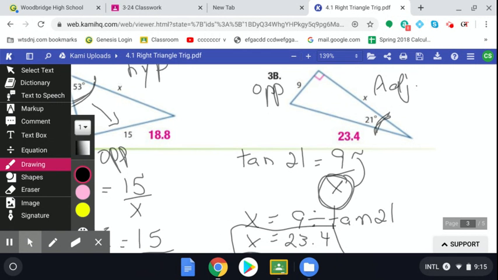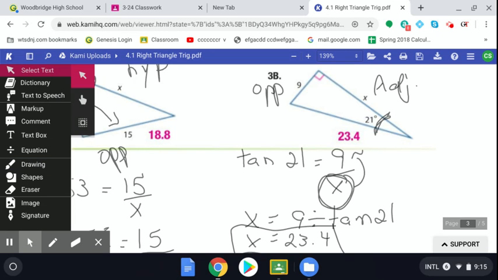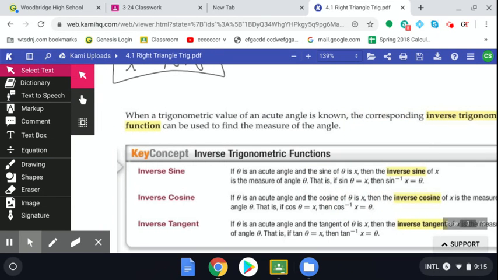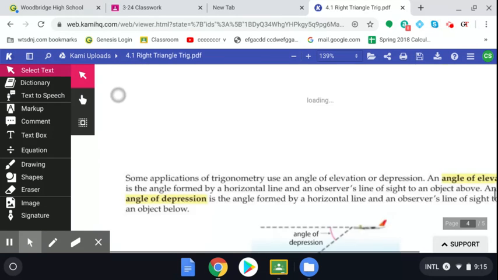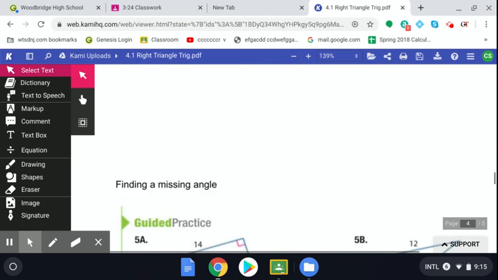Okay? All right, I believe for this section, this is it. Oh no, okay, yes, this is when you want to find an angle. So we're not done, we're almost done. Angle of elevation and depression, and solving a right triangle. Okay.